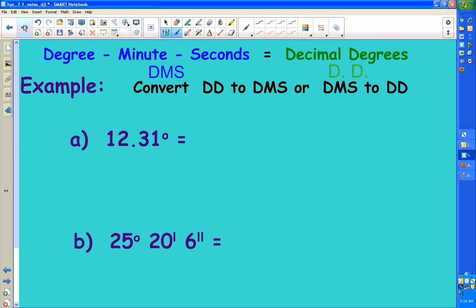So, two ways to notate angle measurements: degrees, minutes, and seconds, DMS, or decimal degrees, DD. You need to be able to convert both directions, from decimals to degrees, minutes, seconds, and from degrees, minutes, seconds to decimals. It's not a difficult computation, it's tedious. You just have to be meticulous.